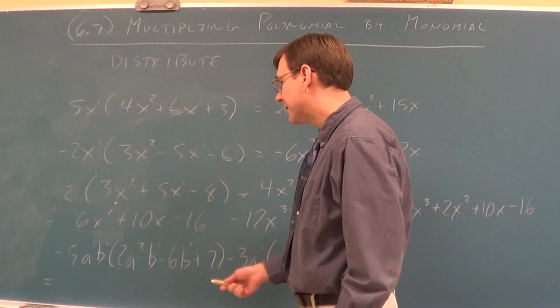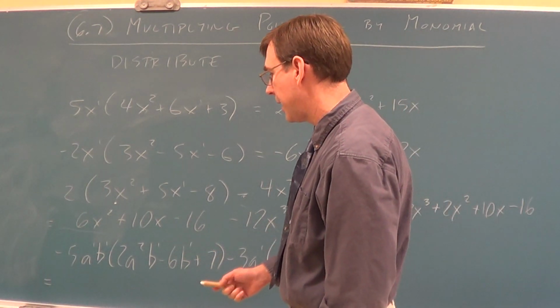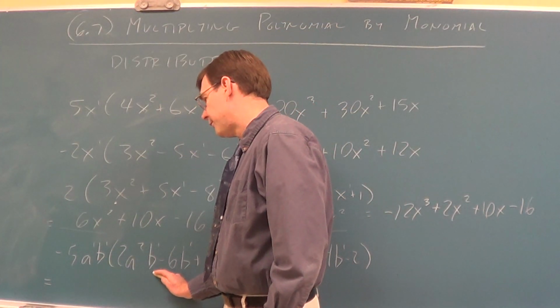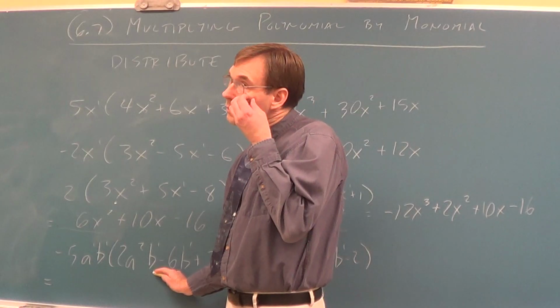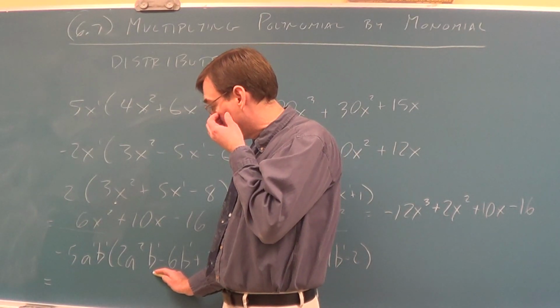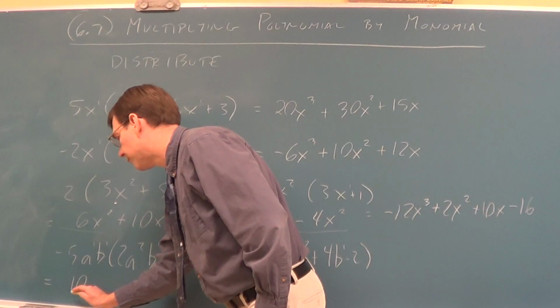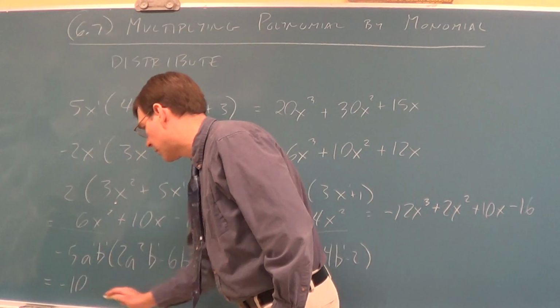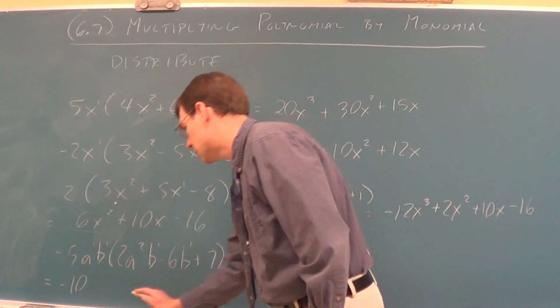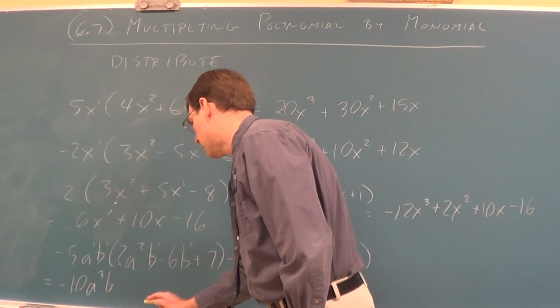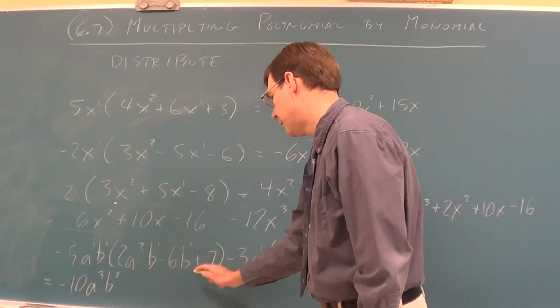So one more run. This has A's and B's. Go ahead at it. Distribute. 10, positive or negative? Negative. Negative times positive, we're negative 10. A's and B's. A to the third. A 3, B to the second. B to 2. Agreed.